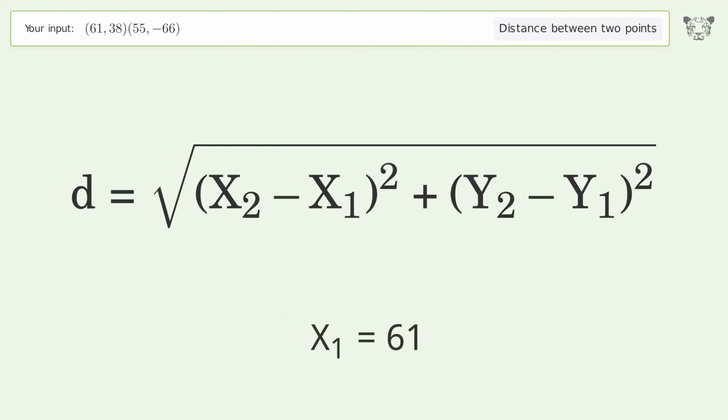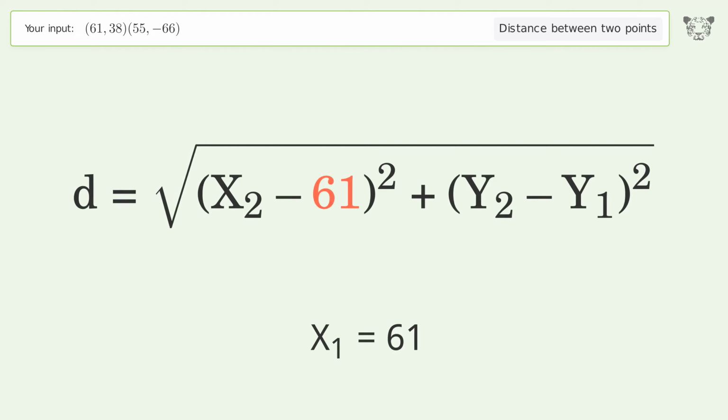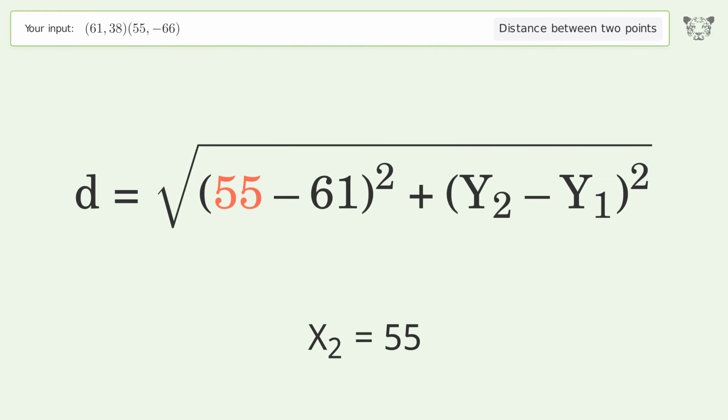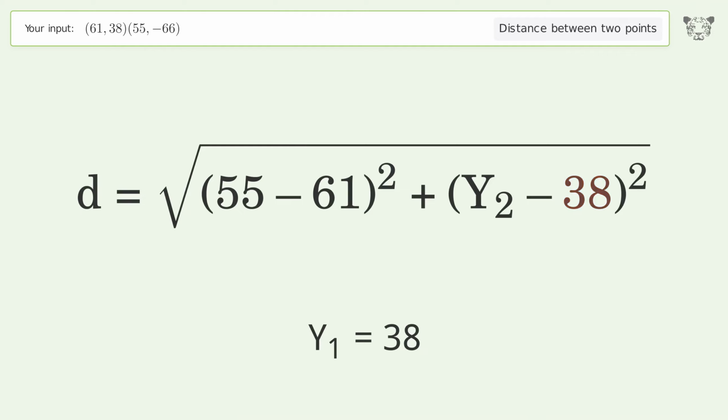x1 equals 61. x2 equals 55. y1 equals 38. y2 equals negative 66.